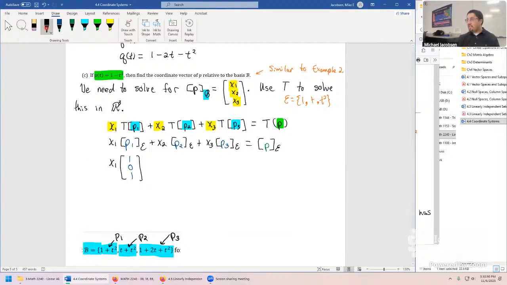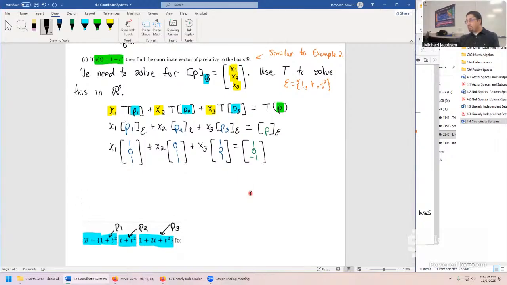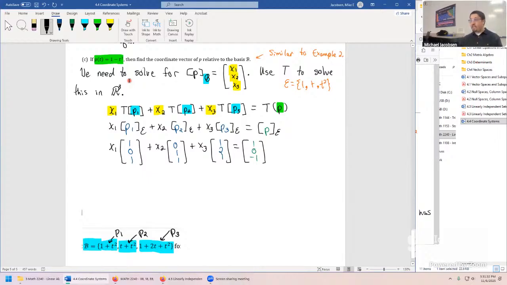So that's the first column vector, then go plus x2. P2, the coefficients go 0, 1, 1. Then plus x3. P3 coefficients go 1, 2, 1. This is set equal to the coordinates of P relative to the basis E over here. Here's P, and those coefficients or coordinates would be 1, 0, negative 1. So that's the translation layer going from P2. Now we're fully working in R3, and you can solve this in your favorite kind of way.